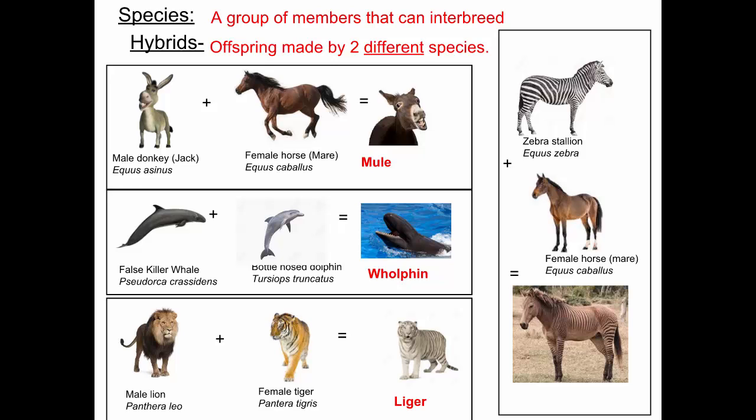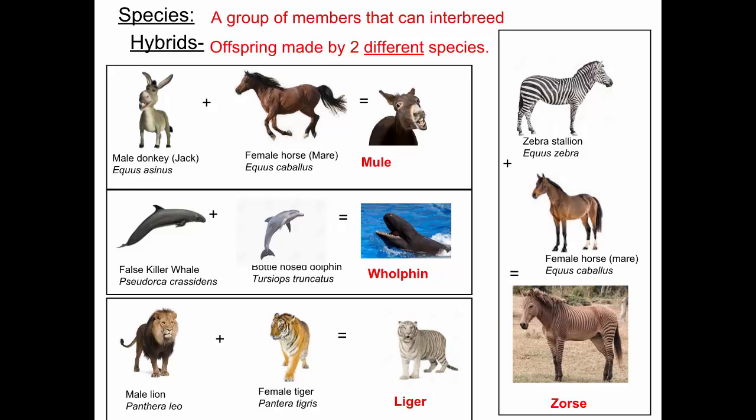Isn't that just a snow leopard though? No, that's a liger. Do they look the same as a snow leopard? No, their coloring varies. The color doesn't show up well, but they have some brown in there. Male zebra, Equus zebra, mated with a female horse, Equus caballus, produces a zorse. A zorse has sort of fainter stripes. Sometimes the stripes are only in the back portion of the animal, but that's a hybrid.